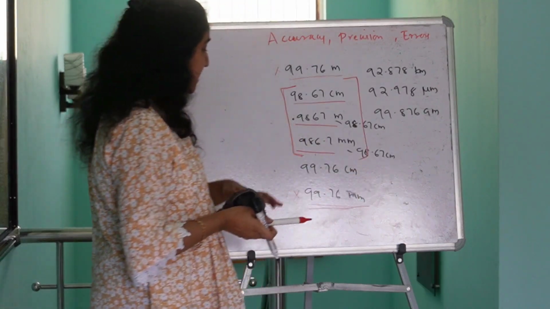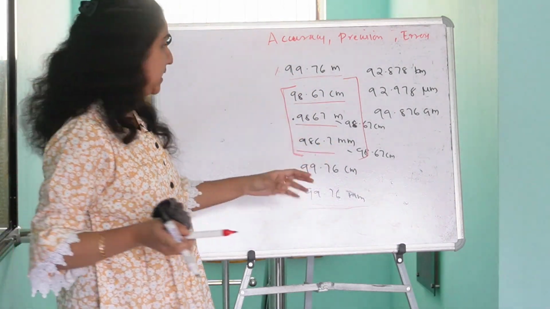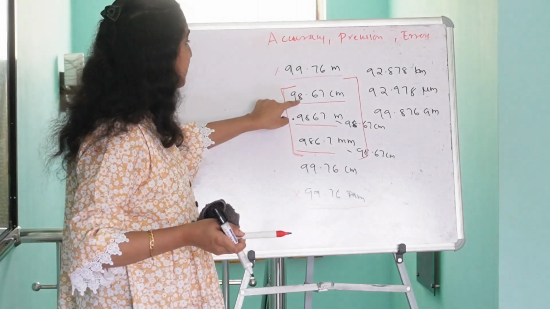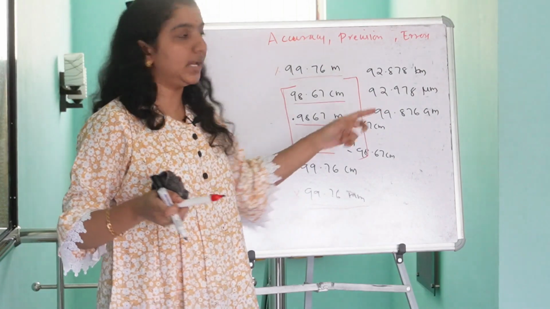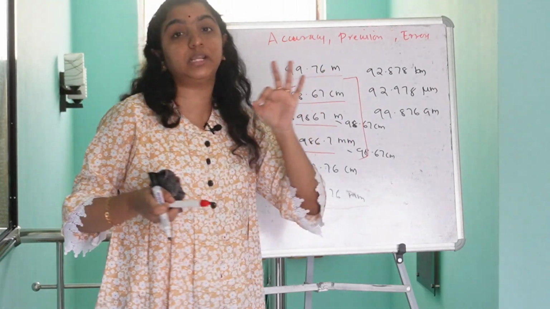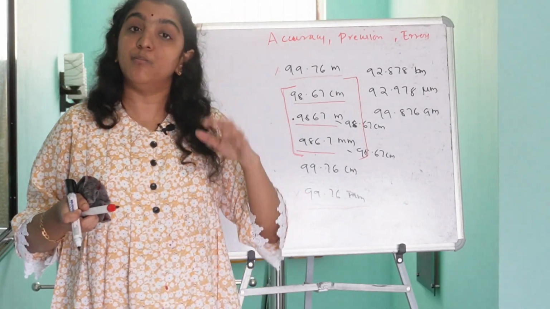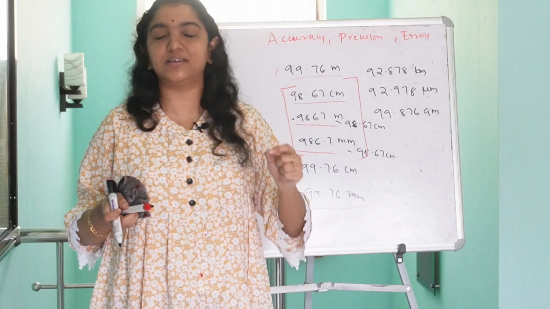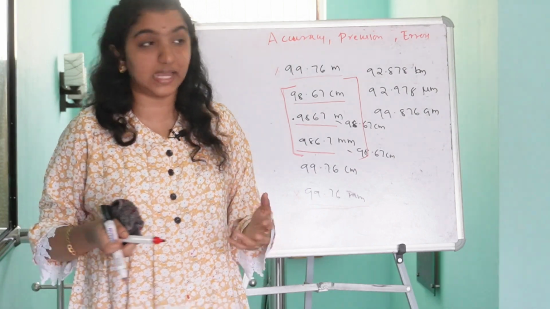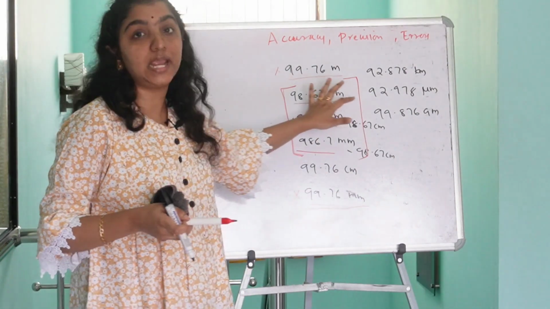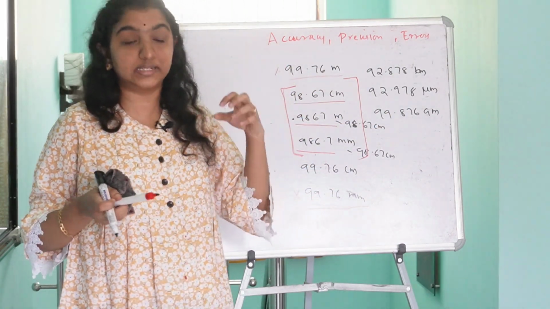So now let's analyze the remaining values. Already we have eliminated 2 values here. Yes, this particular value 98.67 centimeter is under consideration. We have not yet eliminated it. It has repeated 3 times. If we get any other value which is repeated more than 3 times, then we can eliminate the value 98.67. Otherwise, we have to consider this value. This particular value is under consideration now.